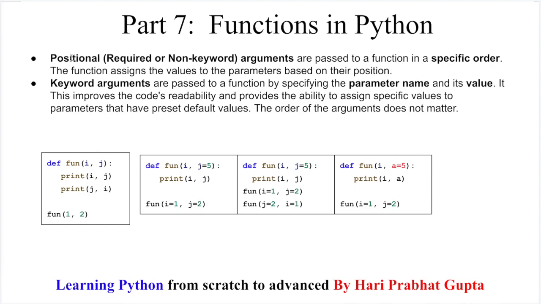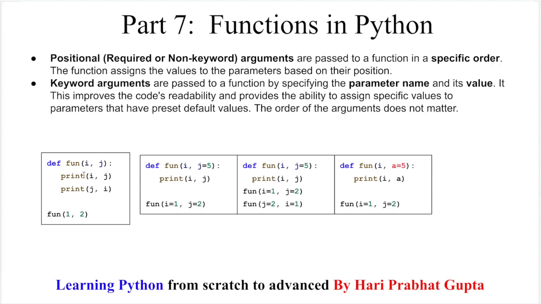First we talk about the positional argument, also known as required or non-keyword arguments, which are passed to the function in a specific order. The function assigns the values to the parameters based on their position in the function signature. The first value passed to the function is assigned to the first parameter, the second value is assigned to the second parameter, and so on. If the number of values passed to the function is less than the number of parameters, or if the values are passed in the wrong order, it gives some errors.